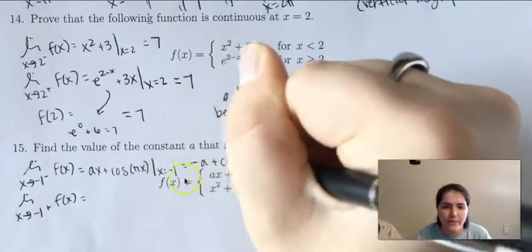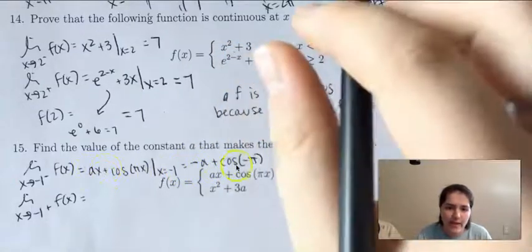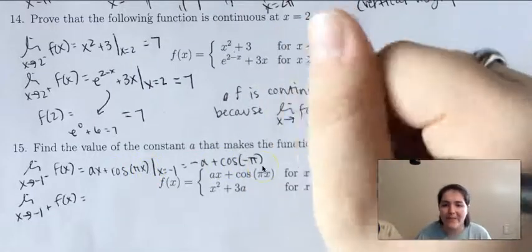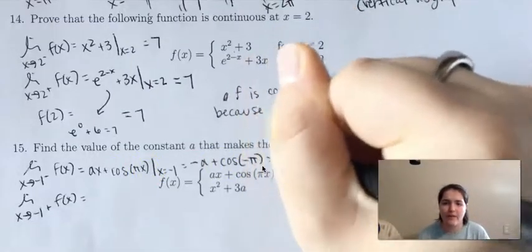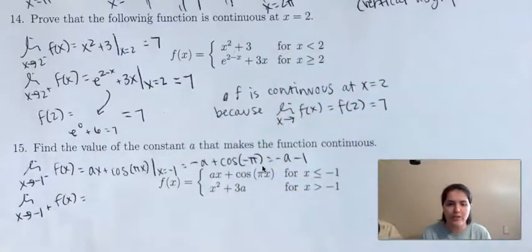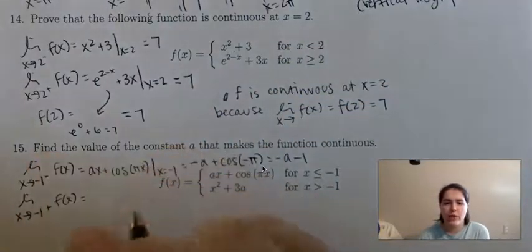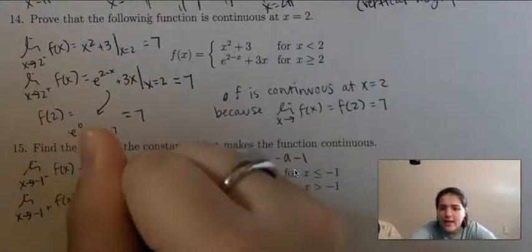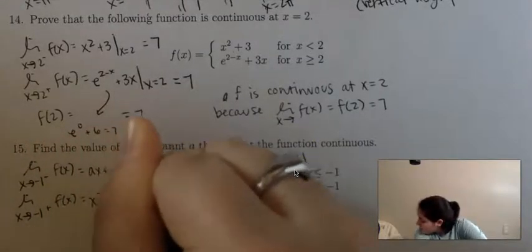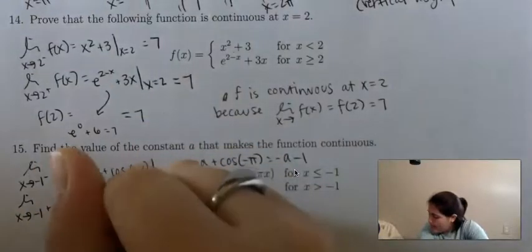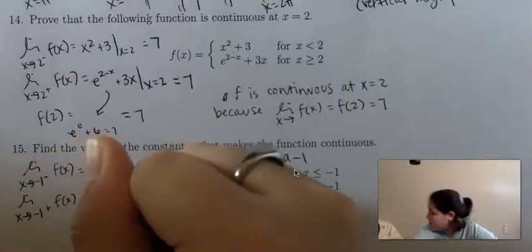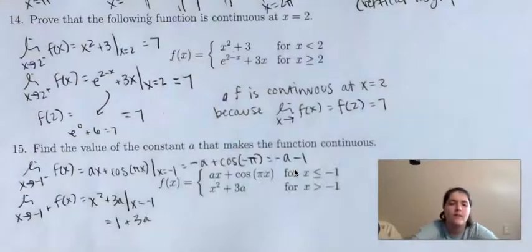Sorry, there was not a lot of room. So I plugged in -1, so we have -a plus cosine of -pi. And we can simplify that a little further because the cosine of -pi, if you know your unit circle, is -1. So -a minus 1. And then we're doing our right side with the x squared plus 3a. We'll plug our -1 into the x squared, which will get us 1 plus 3a.